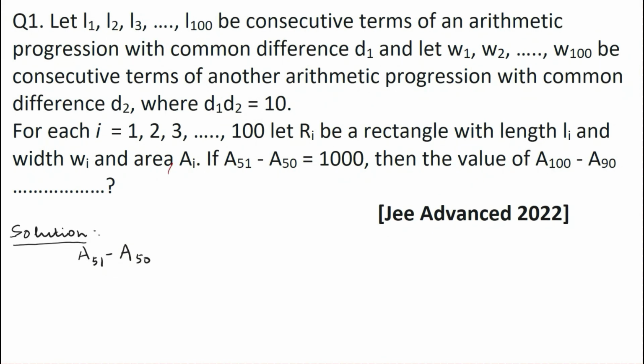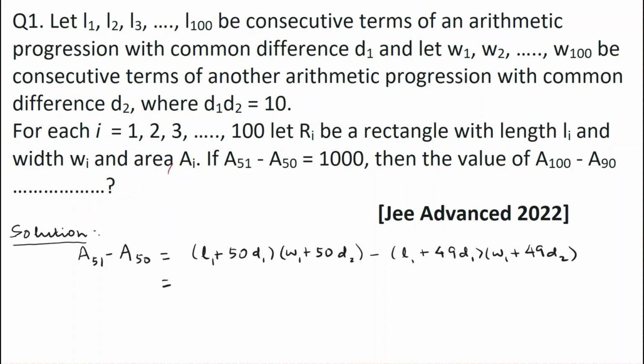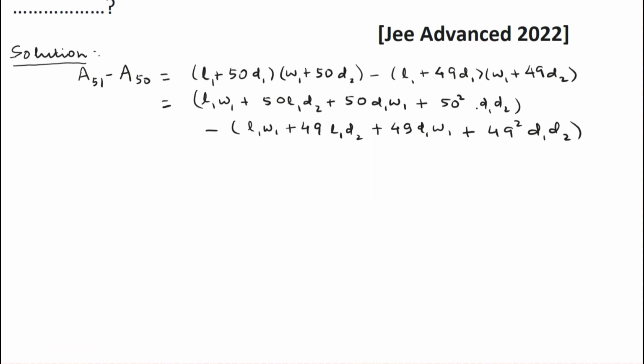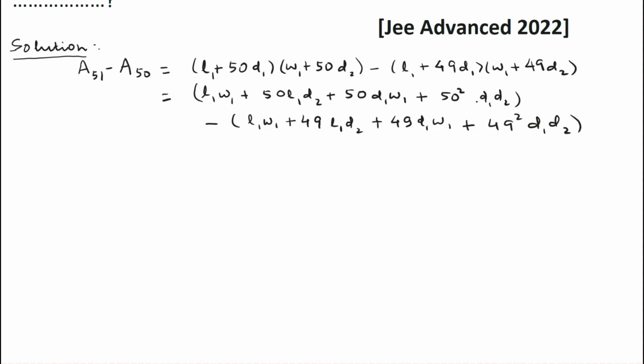So we start by putting the values of A51 and A50, which is (L1 plus 50 D1) into (W1 plus 50 D2) minus (L1 plus 49 D1) into (W1 plus 49 D2). On opening the brackets, we get the results like this. And now we can cancel out a few terms. You see L1, W1 gets cancelled out.